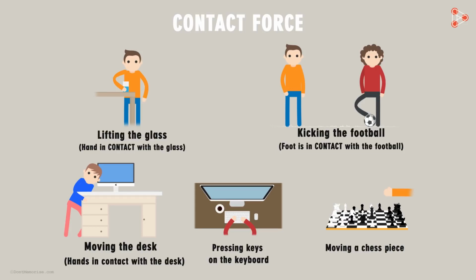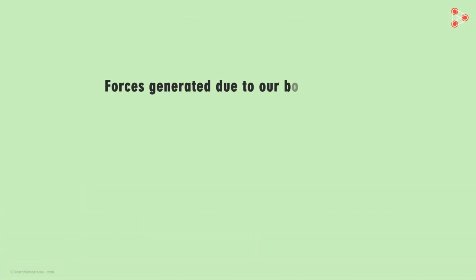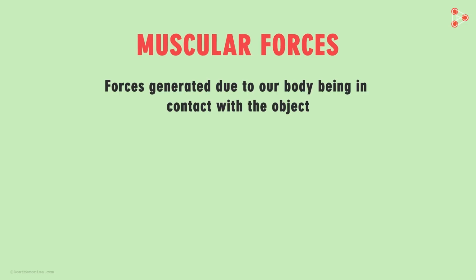In all the examples that we've seen till now, it is the parts of the human body that are in contact with the objects. The forces generated due to our body being in contact with the object are called muscular forces. The muscles in our body expand and contract when we apply force on objects. Animals also use muscular force to carry out their physical activities.